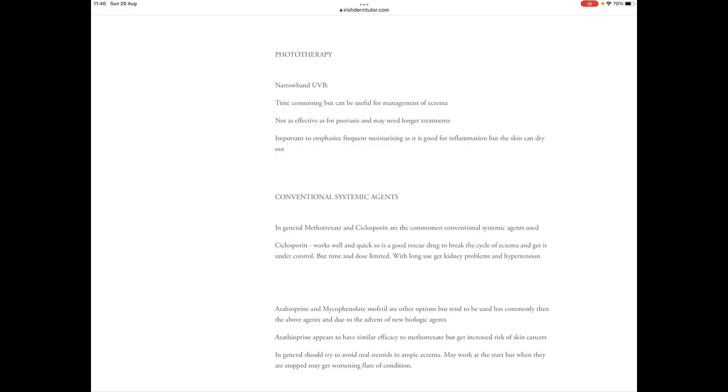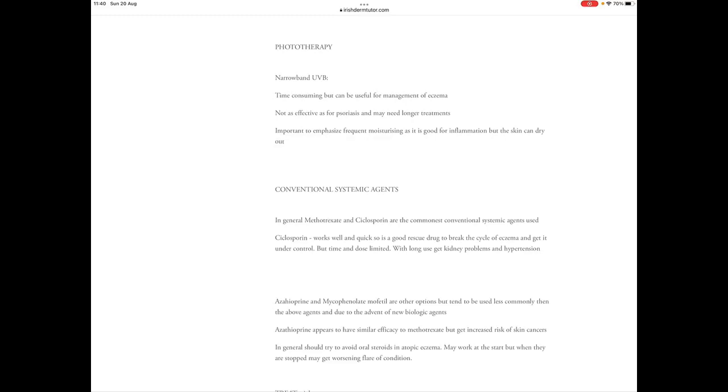Again, it's time consuming and they need to come in multiple times a week for an appointment, and it doesn't tend to be as effective as it is for psoriasis, and they often need longer treatments. Again, it's important to emphasize that they continue to frequently moisturize throughout treatment.